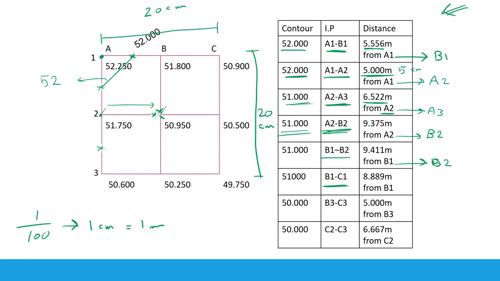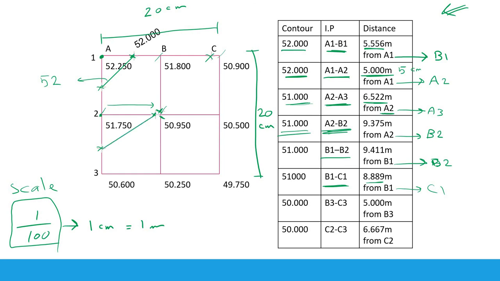Between B1 and C1, this is B1, this is C1. Between them I have to measure 8.889 from B1 to C1, 8.889 centimeters. Don't forget we are using a scale of 1 to 100 in this case. If you have a different scale you will have different measurements. So this is the point. Also it's 8.8. It's close to C1.